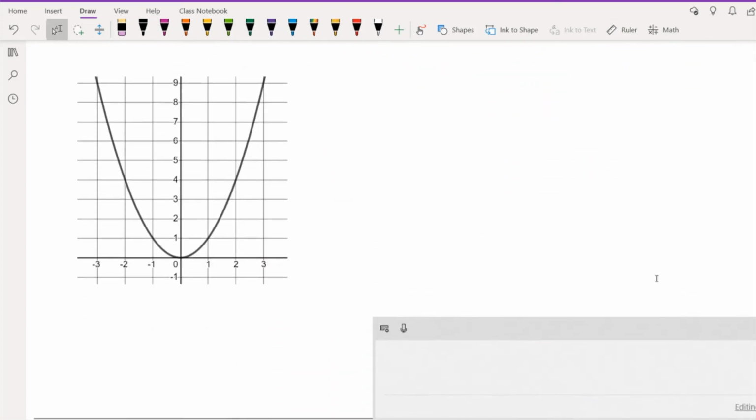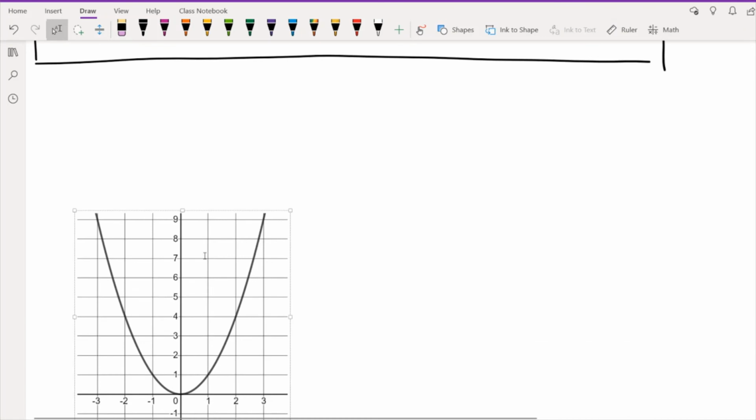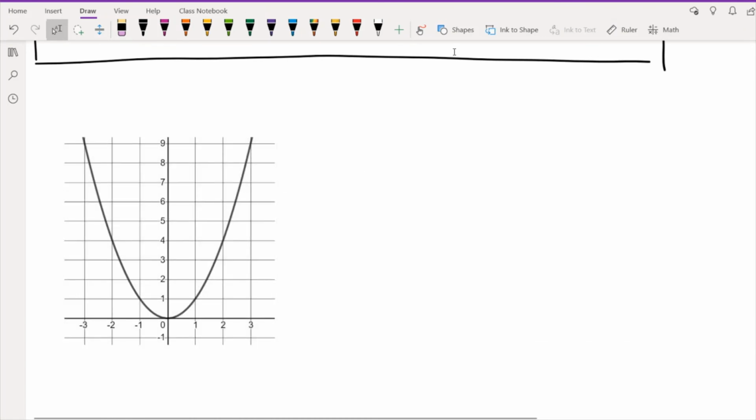So let's now take a look at what happens when you have an even function. So now let's go back to our function f of x is equal to x squared. So we're now going to look, instead of doing the integral from 0 to 3, we're going to do the integral from negative 3 to 3 of x squared dx.